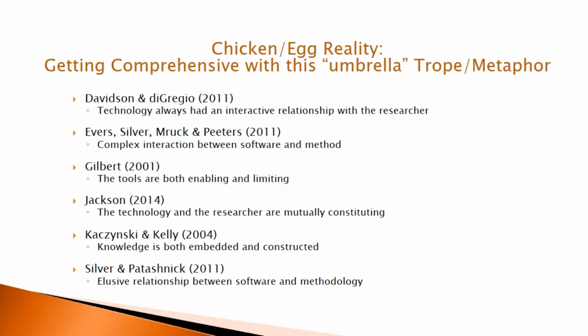So technology always has had an interactive relationship with the researcher. There's a complex interaction between software and method. Tools can be both enabling and limiting. Technology and researcher are mutually constituting. Knowledge is both embedded and constructed. And there's an elusive relationship between software and methodology. So you can see how many of these claims are more in line with the chicken and egg approach.